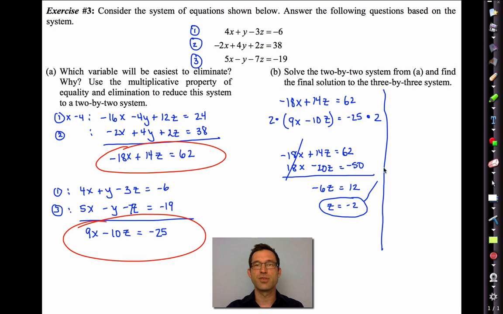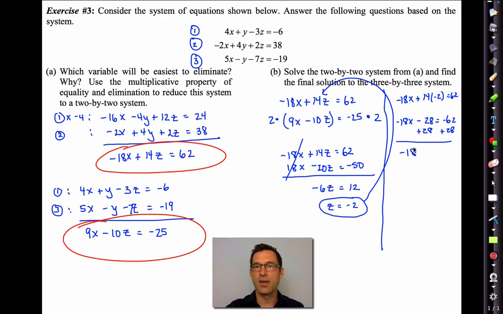I'll stick to the pattern and put this into the first one. So I'll get negative 18x plus 14 times negative 2 equals 62. Just barely snuck it in there. Negative 18x minus 28 equals negative 62. Got to add 28 to both sides, right? That's going to give me negative 18x. What did I do? Oh, of course, that's not the way I solved it.